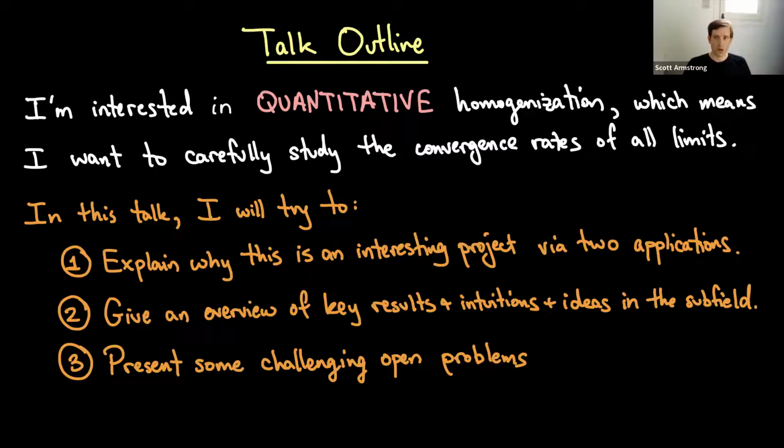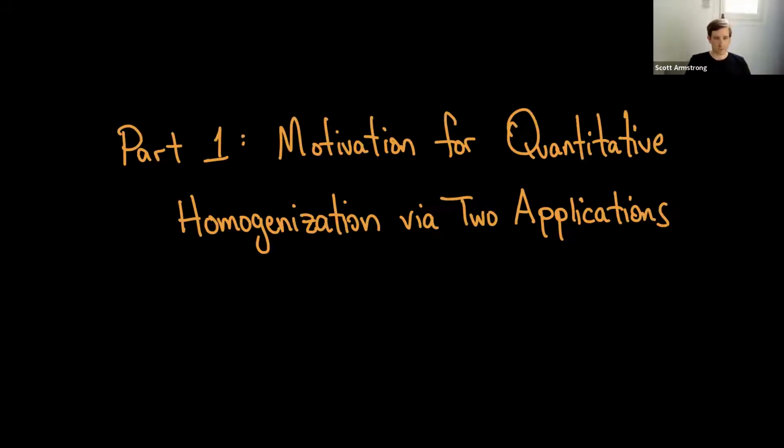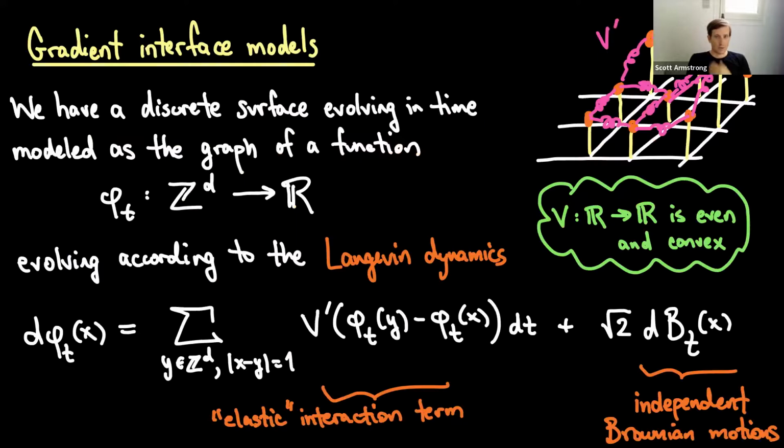Okay, so when I give talks, I usually have either a probabilistic audience or an audience of analysts. For the probabilists, I don't have to motivate the problems, but I have to motivate the need to do the analysis. And here I have a bit the reverse. So I'm going to bring up a problem that comes out of statistical physics. This is called a gradient interface model.